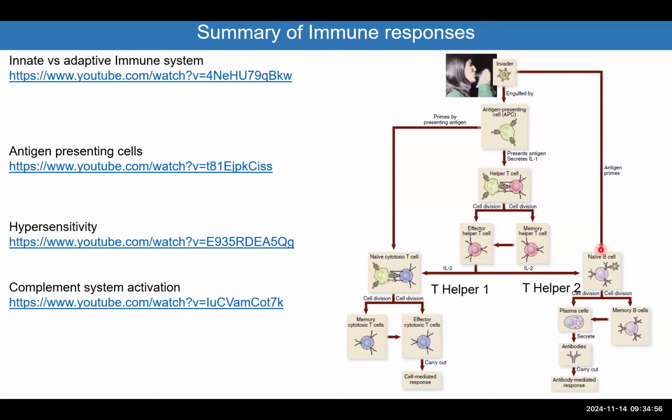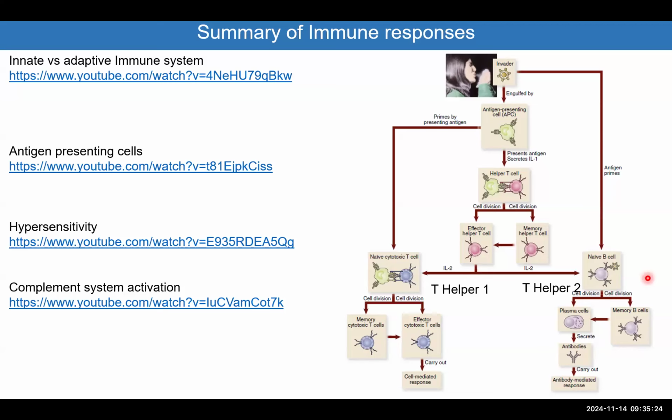Then the other arm is to generate activated B cells, and the activated B cells will generate lots of antibodies. And instead of that cell going directly to sequester that invader, it simply sends the weapons, which are the antibodies, and the antibodies are able to sequester that invader.